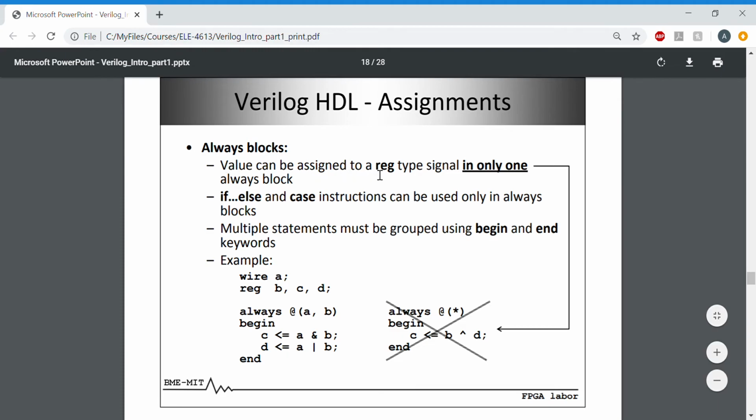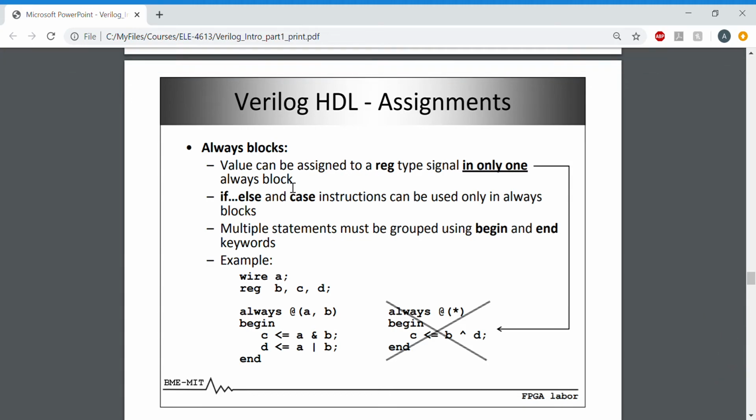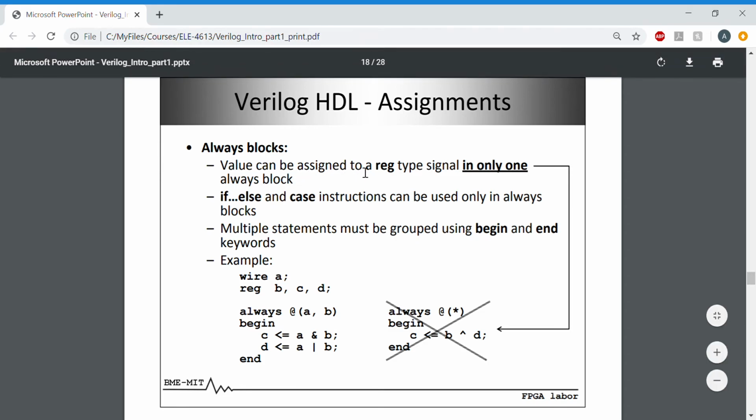Value can be assigned to a reg type signal in only one always block. It's like you are defining a flip-flop with one set of hardware connected to it. You cannot have two flip-flops with two different circuits that have the same name. That does not make sense. You would be telling the tool they are the same flip-flop but connected to two different things, and then we will have a conflict: what should I assign? That's why a value can be assigned to a reg type signal in only one always block.